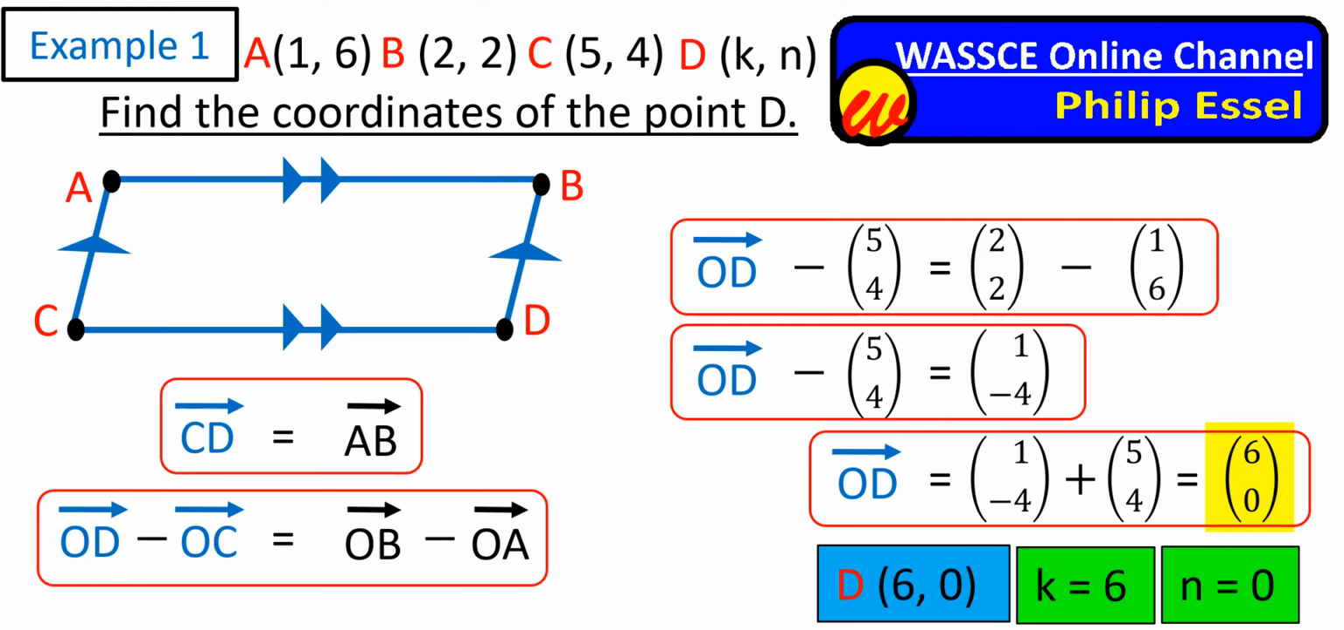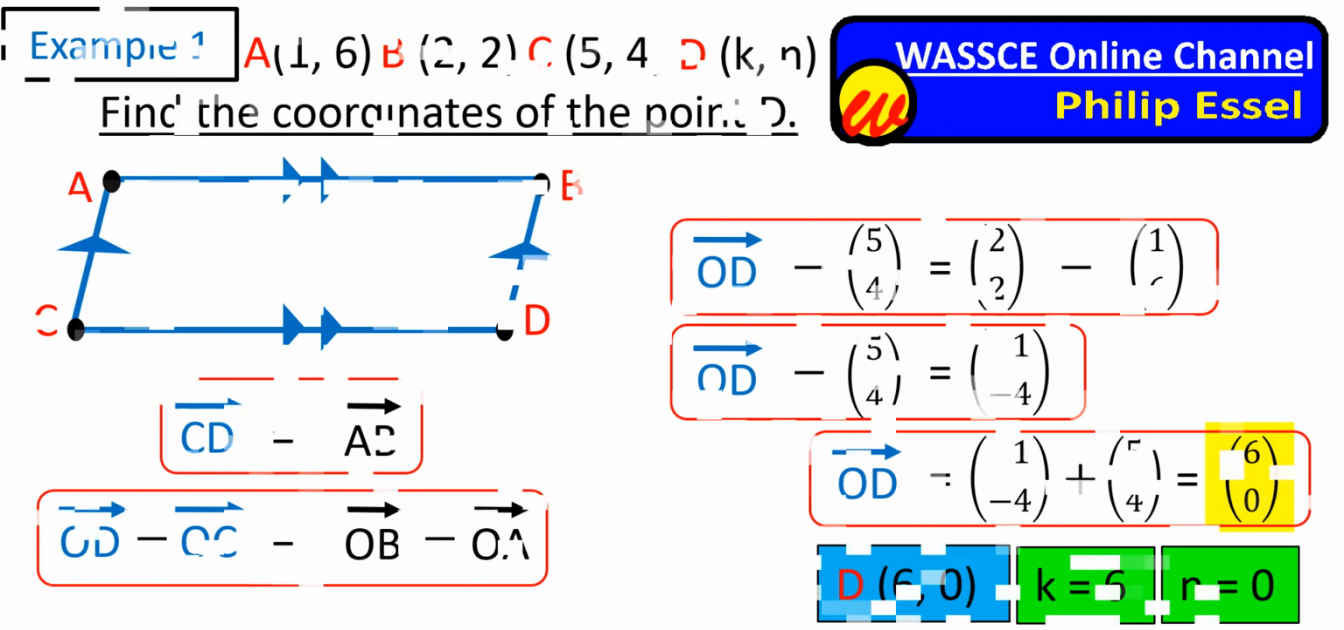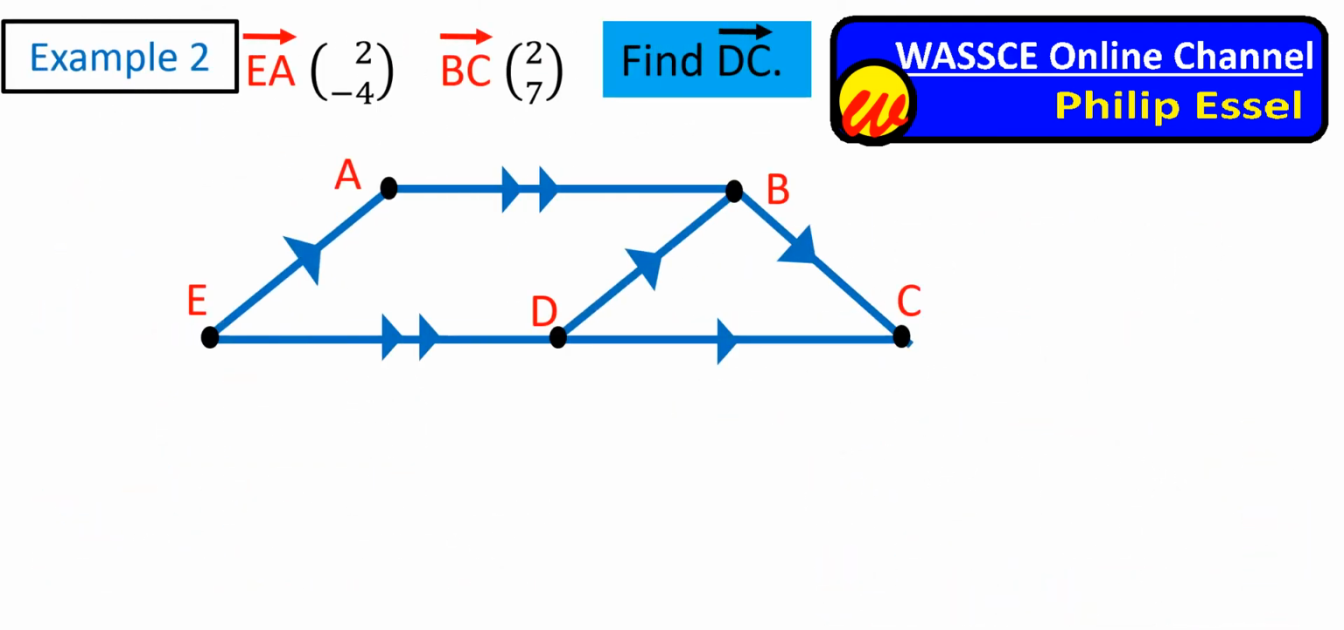Let's look at example 2. In this example, we have been given a certain diagram. Again, we are being told that the vector EA is 2, negative 4, and the vector BC is 2, 7. We are then being asked to find the vector DC.